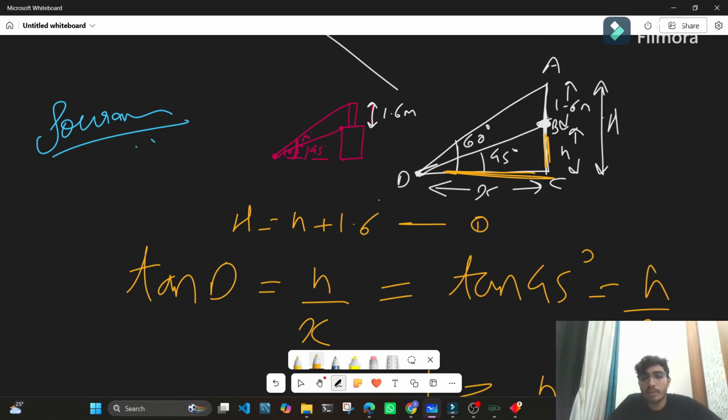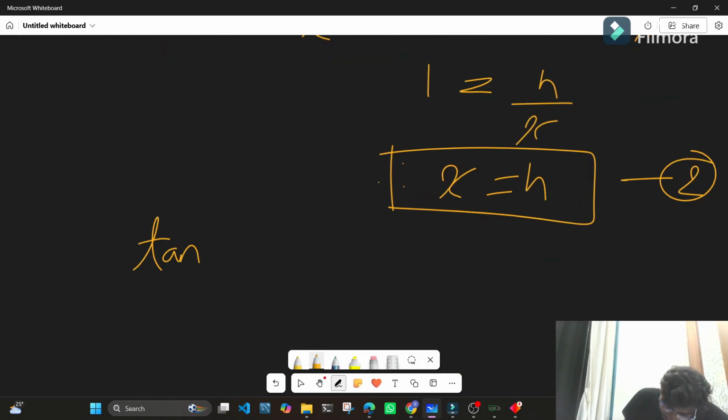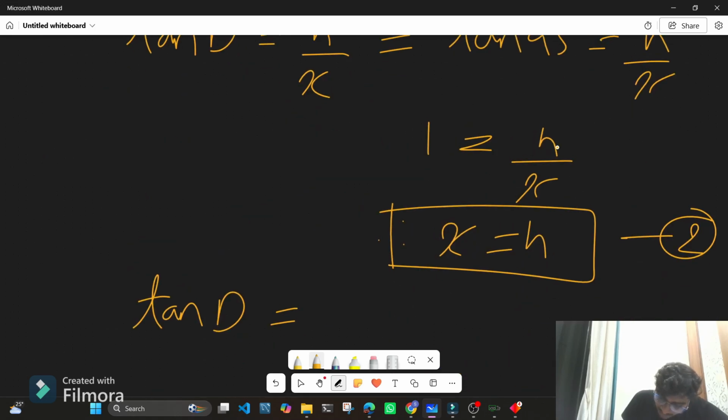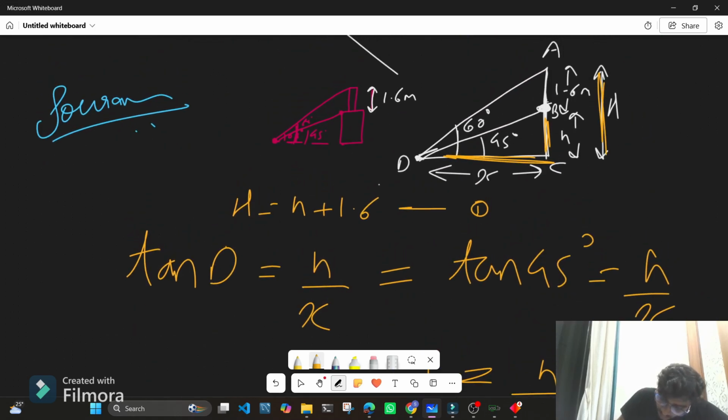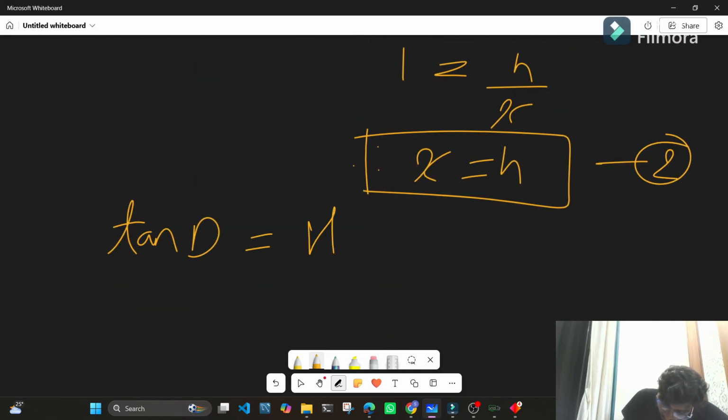Okay. Now we will move further. Now we will take the whole height, capital H, into consideration, and we will use the angle 60 degrees that is given to us at the top of the statue. So now here it will be tan D. Again tan D would be capital H, that is the whole length, upon x, that is the adjacent side.